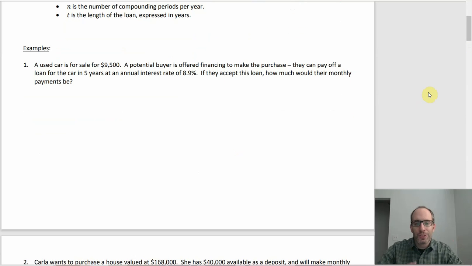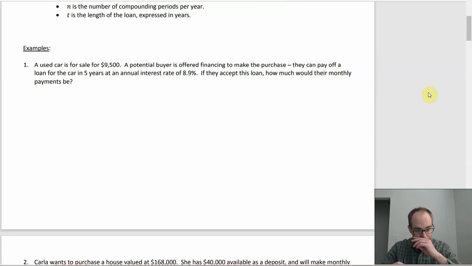All right, so this is going to be a car payment, which works the exact same way as a mortgage payment. It's another amortizing loan. So a used car is for sale for $9,500, and a potential buyer's offered financing where they can pay off the car in 5 years with an annual interest rate of 8.9%. And we want to figure out how much the monthly payment is.